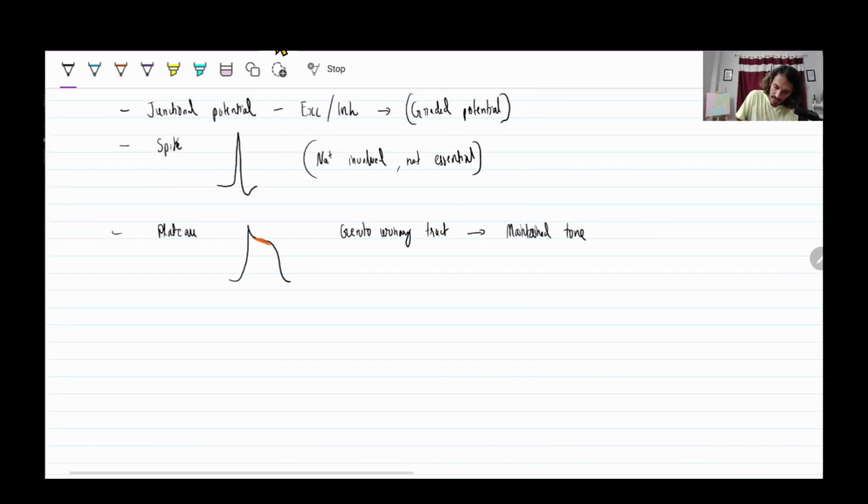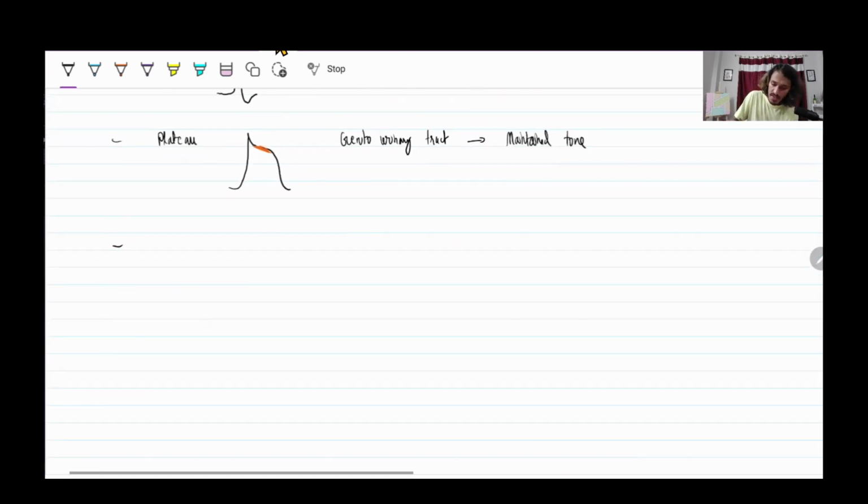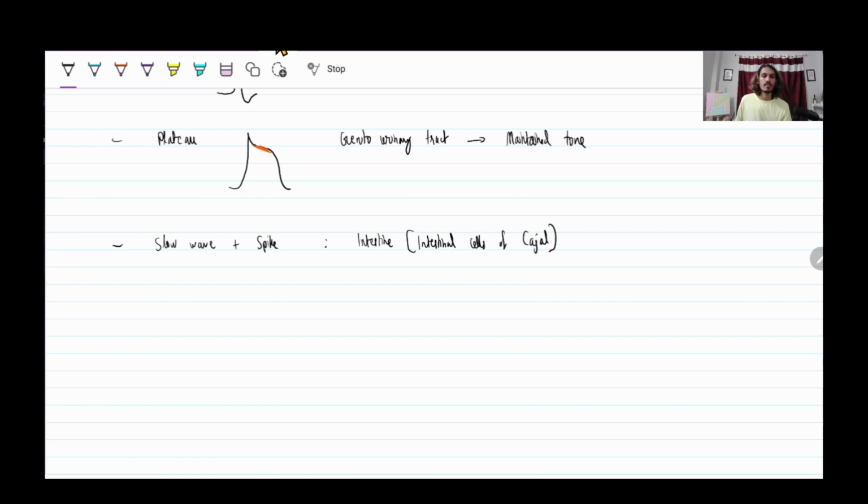The most common example that we use generally when we talk about smooth muscle is your slow wave and spike. Slow wave plus the spike potential. This you see in your intestine, in your intestinal interstitial cells of Cajal. Slow wave plus spike potential.